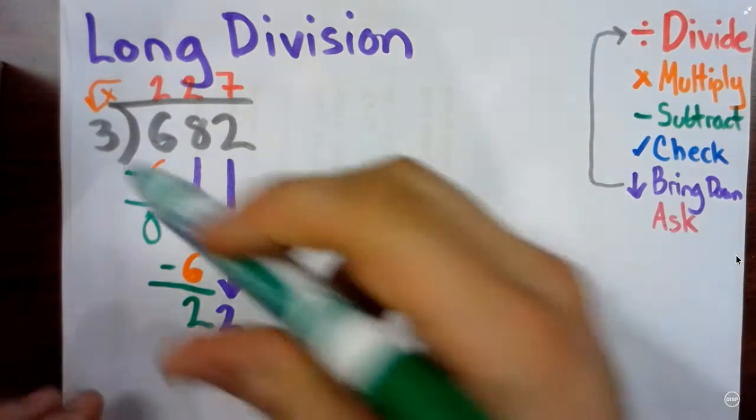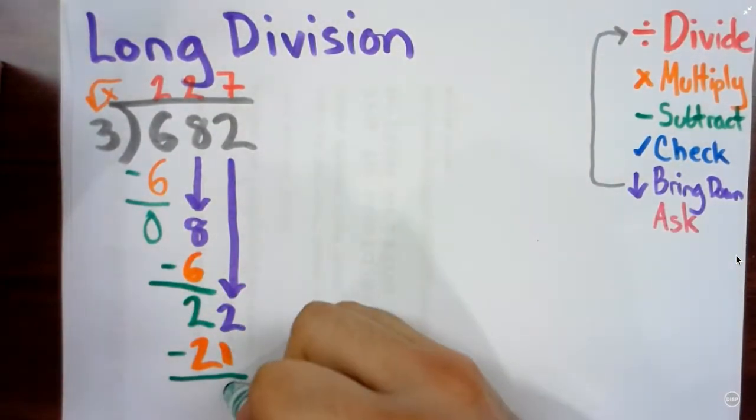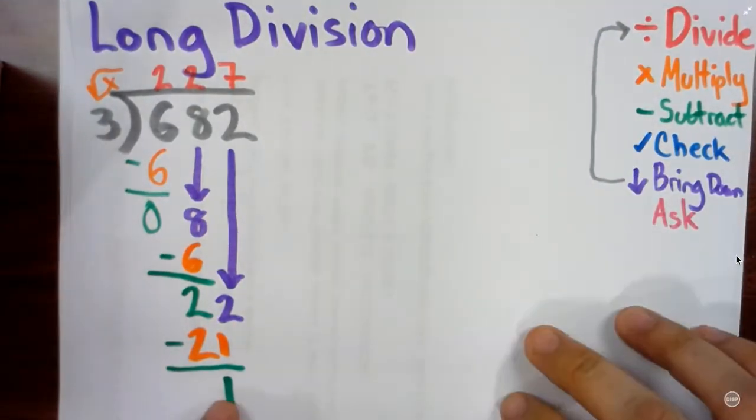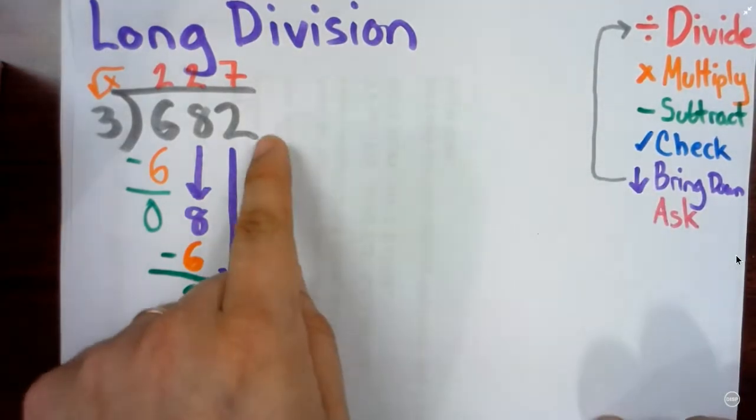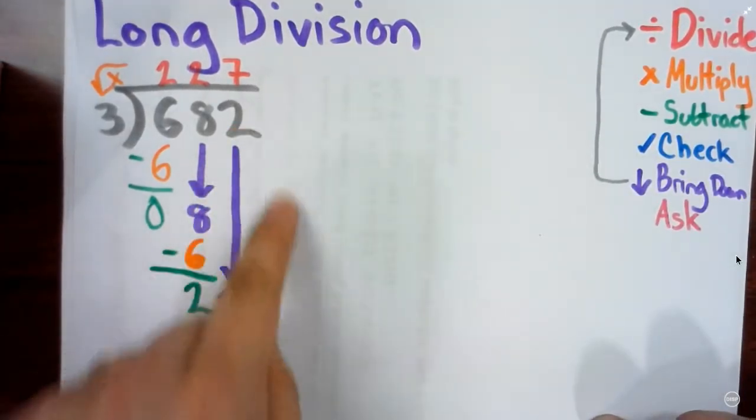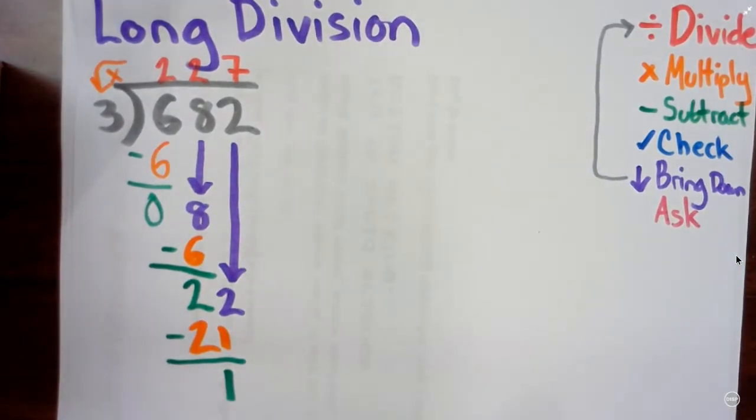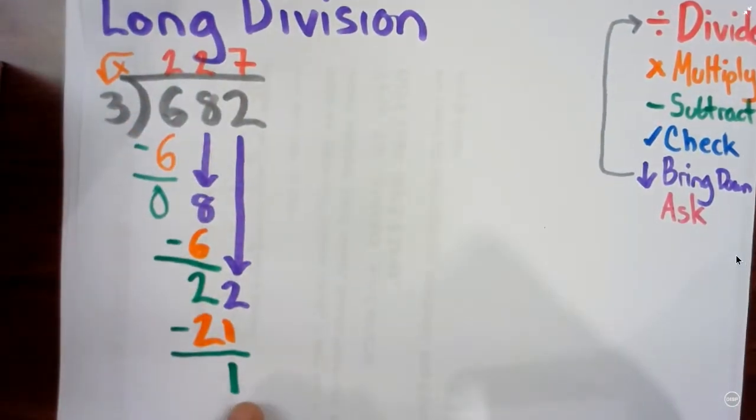So I'm going to subtract 22 minus 21, and we know that that's going to leave me with 1 left over. And I have to check 3 into 1. Can I fit 3 into 1? No, I can't. So I'm going to bring down, oh, but look, I'm out of place values. There's nothing else for me to bring down to further divide this. So that means that I am done, and that's my remainder. My quotient is 227 with a remainder of 1.